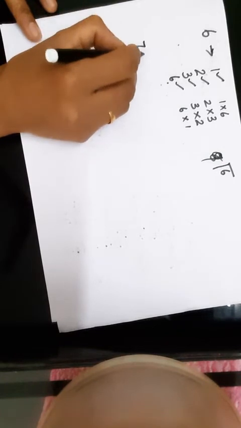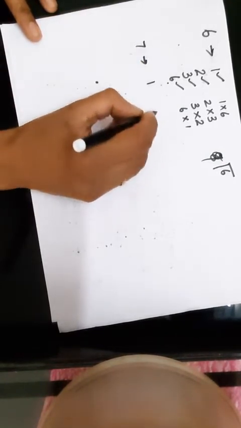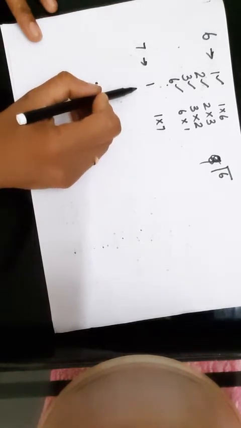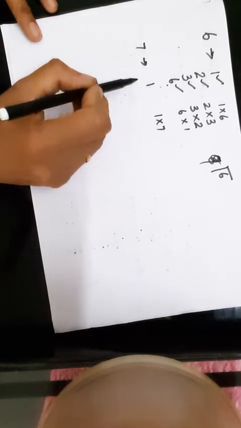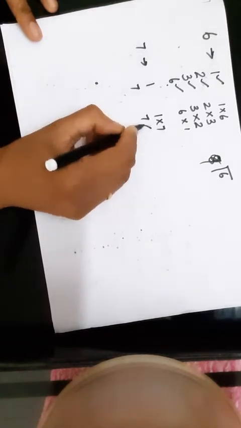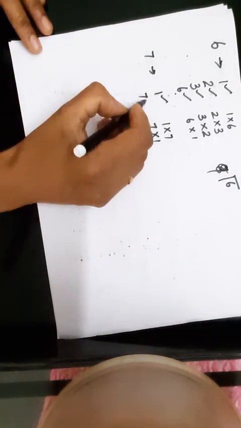Now let us write 7. What are the factors of 7? 1. 1 into 7 is 7. Is there any number among 2, 3, 4, 5, 6? Only 7, 7 into 1. We cannot have a number like this. So 1 and 7 are the factors.